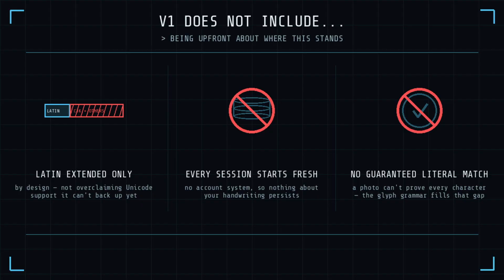And a freeform photo fundamentally can't guarantee a literal verified reconstruction of every single character the way a guided box template could, which is exactly why the glyph grammar exists, to keep unseen or ambiguous characters legible and stylistically consistent, even when the source photo can't literally prove what they look like.